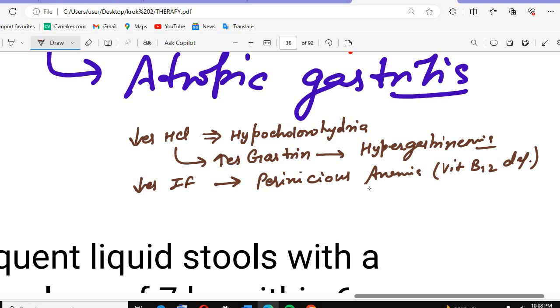And due to this increase in gastrin, hypergastrinemia, the patients can develop cancer, gastrinoma, and most commonly gastric cancers. Okay.